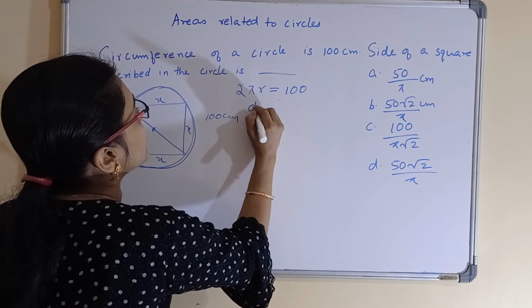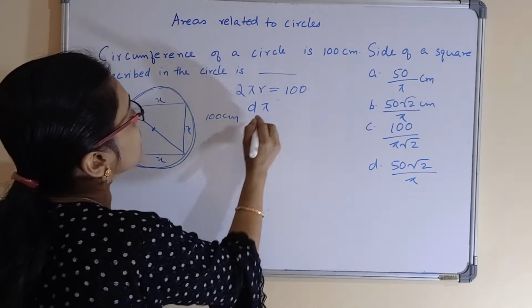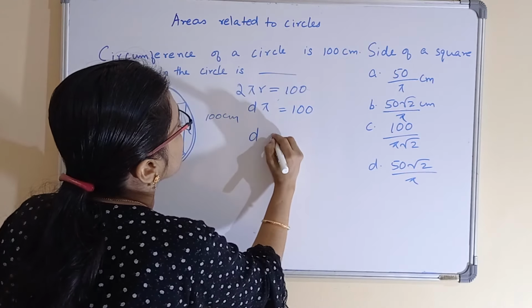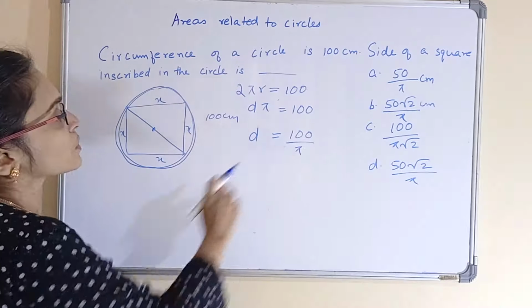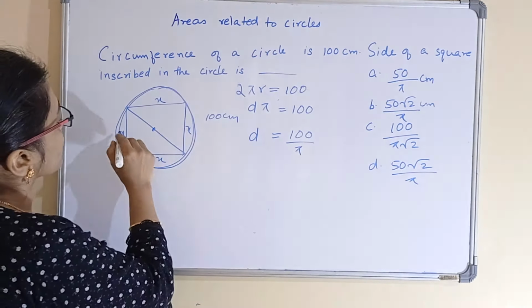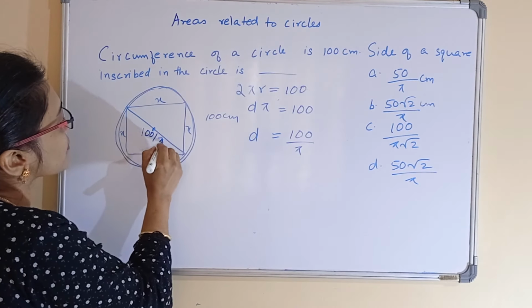So d into pi, where 2r is the diameter, d into pi is equal to 100. So what is d? d is equal to 100 by pi. Now we have to find the side of the square. We have to find this x. So this is 100 by pi.